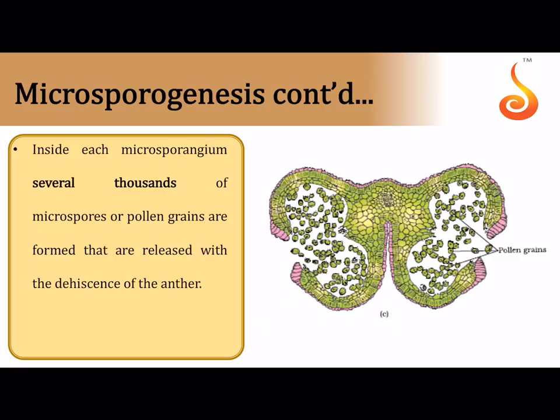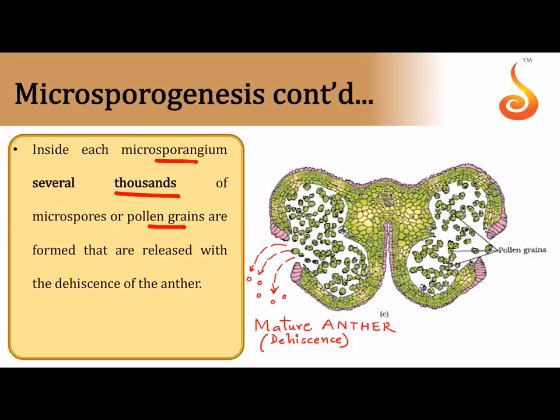So from this it is clear that the job of the anther is to produce pollen grains. Inside each microsporangium, thousands of pollen grains are produced, and now see, this is the mature anther. Once the anther matures, see how the anther is rupturing. When the anther breaks open, we say that this phenomenon is referred to as dehiscence. So now when the anther dehisces, you can see how all the pollen grains will be released out to the outside environment.